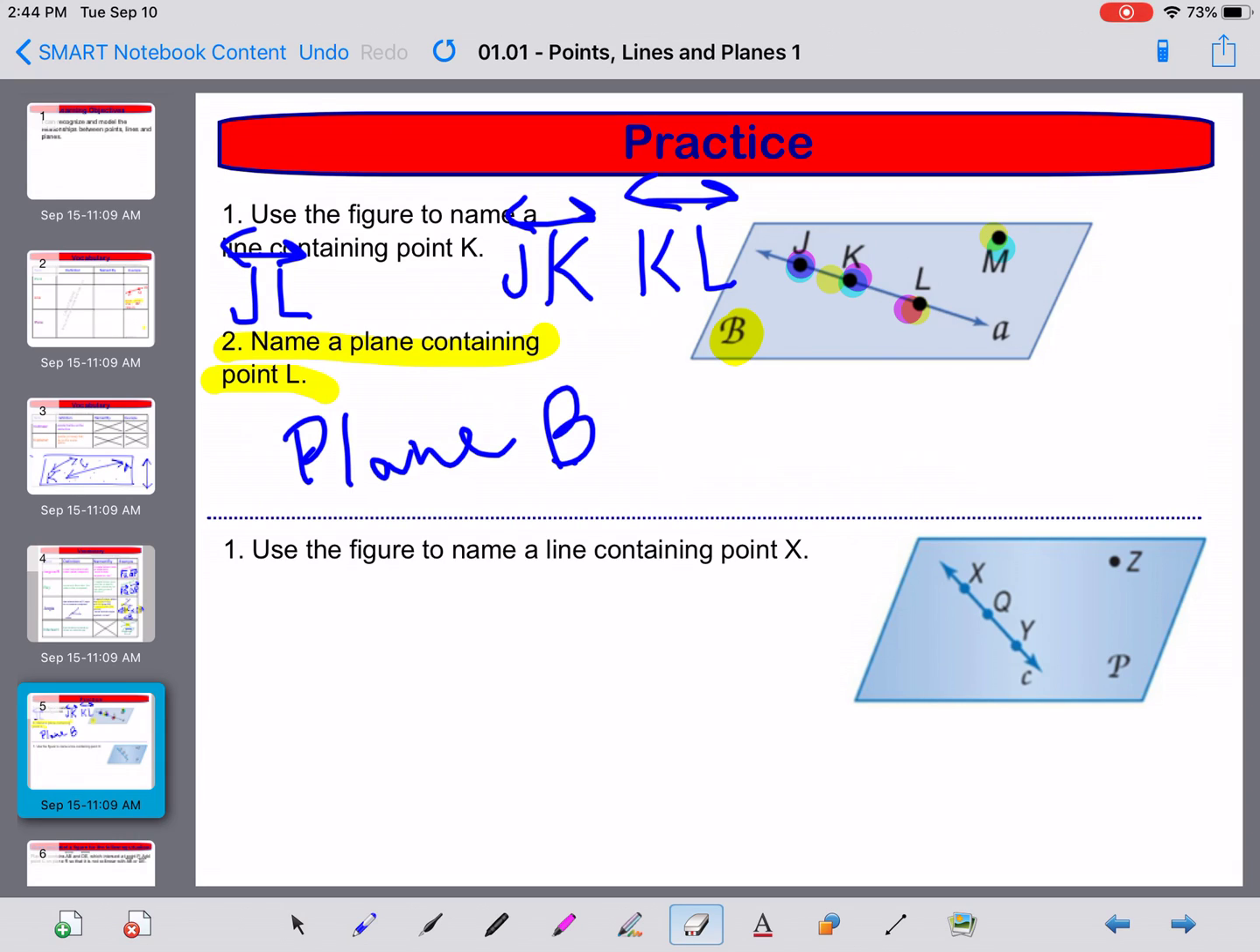Okay. So let's try this. Why don't you give this one a shot? Use the figure to name a line containing point X. That means I can use any point along there, or I could also use this letter here. So XQ, QY, YQ, XY, line C, any combo of the points or using that letter C would work as well.